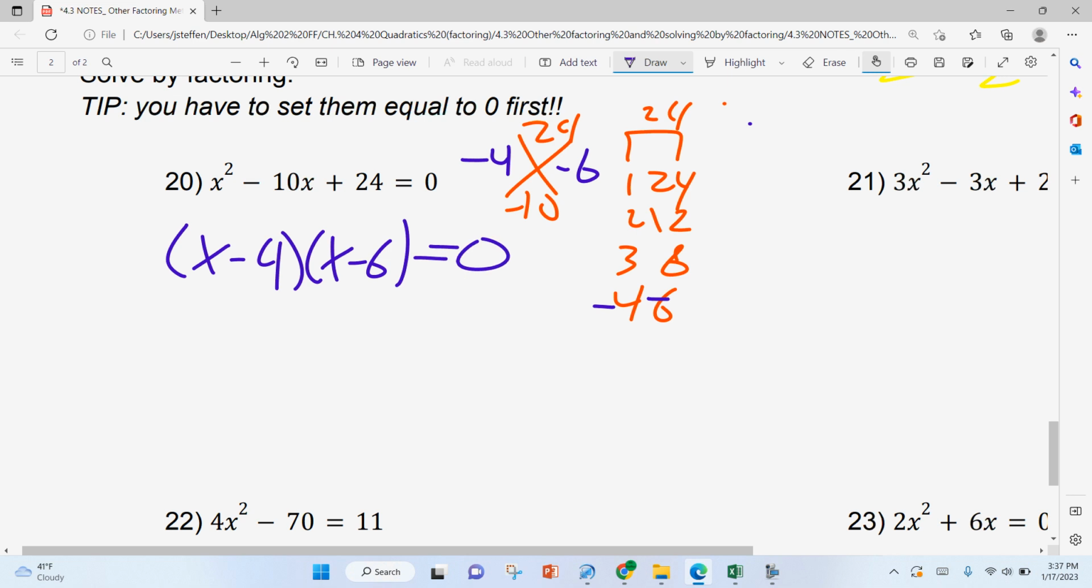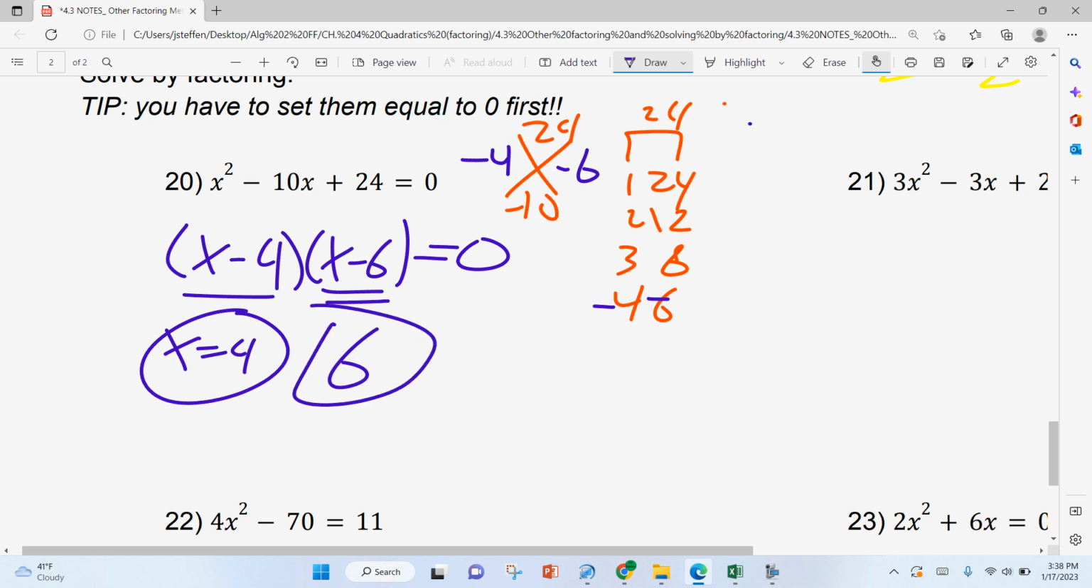A lot of people miss this because they stop there. Remember, we're solving this, so what would make this first part 0? Positive 4. Positive 4 minus 4. What would make this part 0? Positive 6.